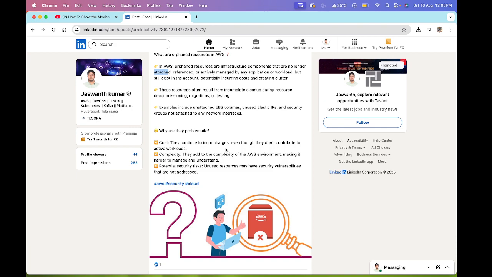Second, complexity. They add complexity to the AWS environment and make it harder to manage and understand. Third, potential security risk. Unused resources may have security vulnerabilities that are not addressed. It's a problem with security also.